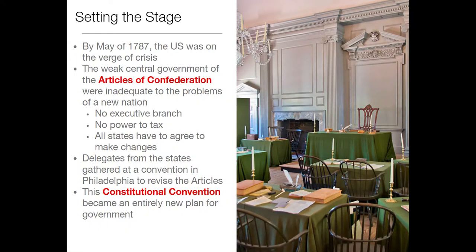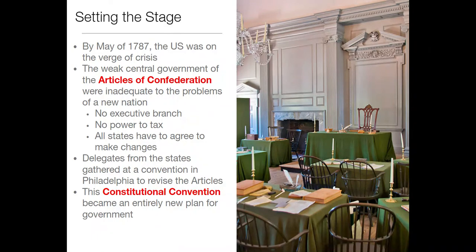But under the Articles, there was no executive branch, so no president. The government did not have the power to tax. And this was a direct result of the Revolution and the British monarchy overtaxing. But without the tax revenue coming in, it left the government very weak in terms of being able to pay for anything. They had no money coming in.